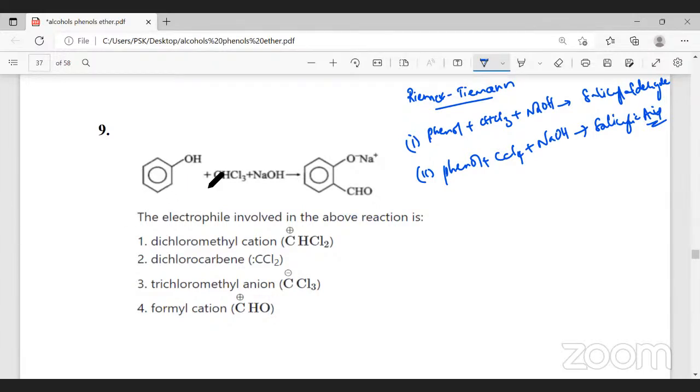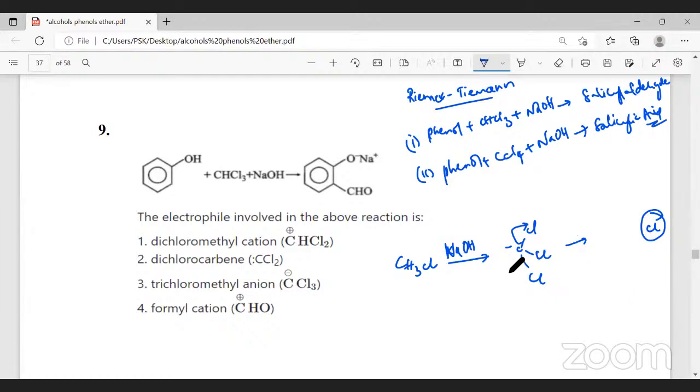Now here the question is phenol, chloroform, and sodium hydroxide. Therefore, you get a sodium salt of salicylaldehyde. On acidification, we get salicylaldehyde. Now the question: the electrophile involved in the above reaction. CHCl3, chloroform, in the presence of a base like NaOH or KOH, here NaOH, will give a carbon atom with Cl like this. This is an intermediate compound. This bond will shift here and get eliminated as Cl minus. This Cl minus will react with Na and get eliminated as NaCl.